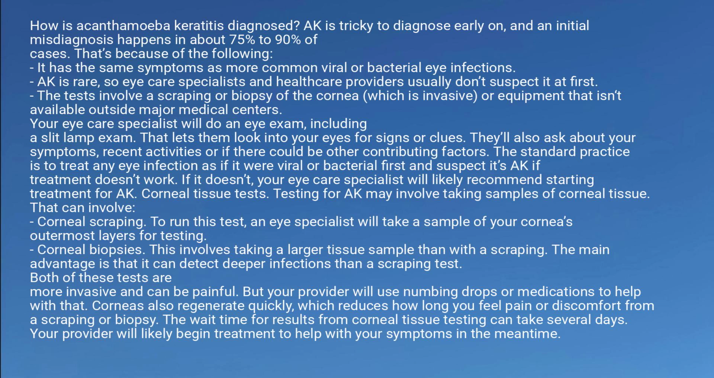Corneal tissue tests. Testing for AK may involve taking samples of corneal tissue. That can involve corneal scraping. To run this test, an eye specialist will take a sample of your cornea's outermost layers for testing. Corneal biopsies. This involves taking a larger tissue sample than with a scraping. The main advantage is that it can detect deeper infections than a scraping test.